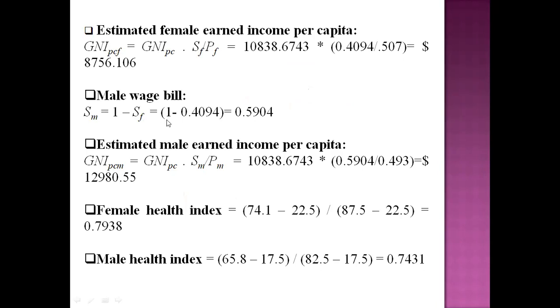We already defined the equation to find the male share of the wage bill: SM equals 1 minus SF, so 0.5904. This is much higher for the male. The share of the wage bill is much higher for males than females, and labor market discrimination and earning discrimination are found in Mongolia.